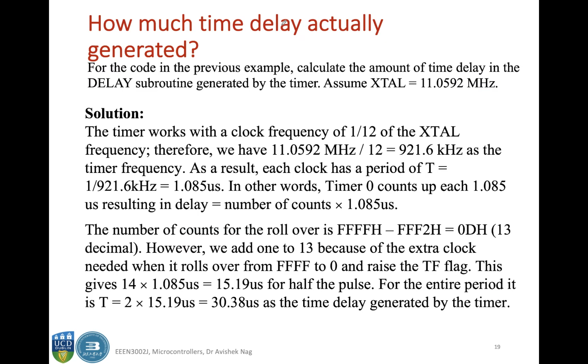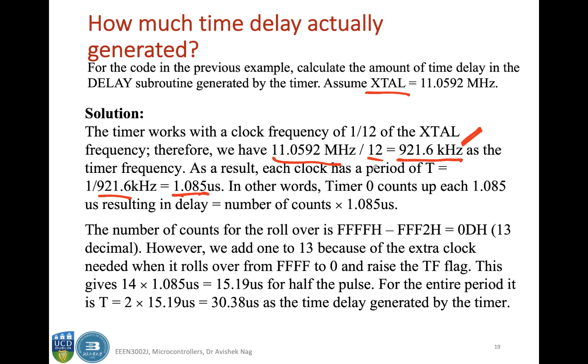So now the question is, how much time delay is actually generated? This depends on the crystal frequency and the machine cycle. For the code in the previous example, if you are asked to calculate the amount of time delay in the delay subroutine, the first step is to divide the frequency of the crystal by 12 to get the frequency of the timer. This also gives you the machine cycle. So the machine cycle is 1 over this frequency, and that is 1.085 microseconds.